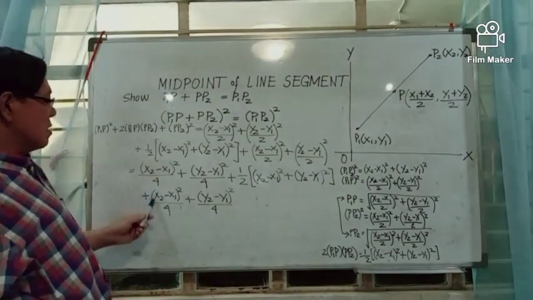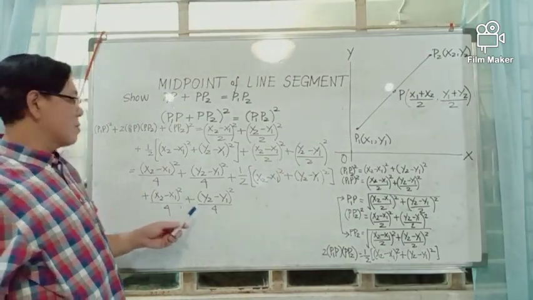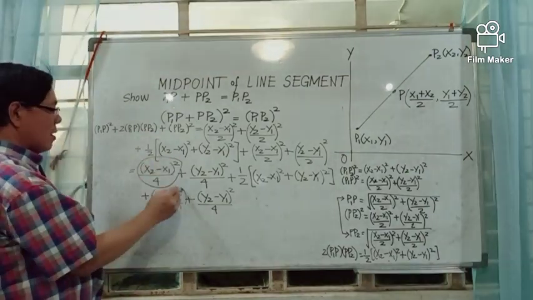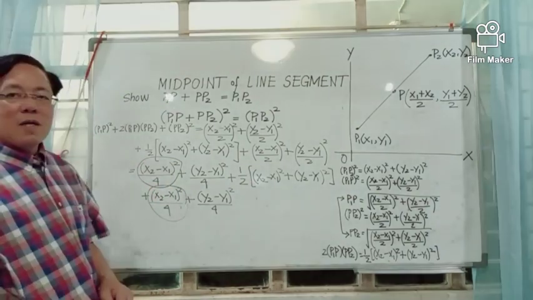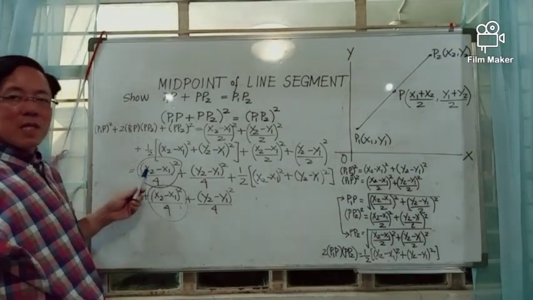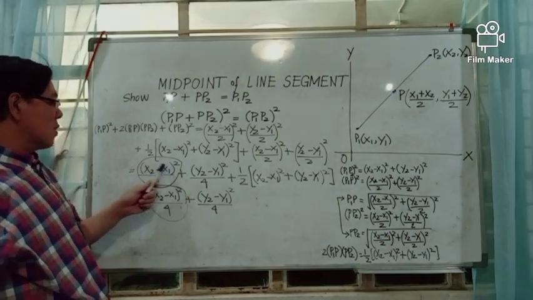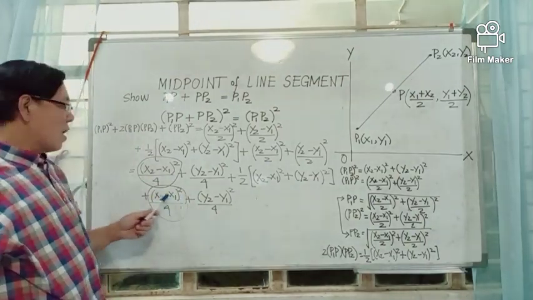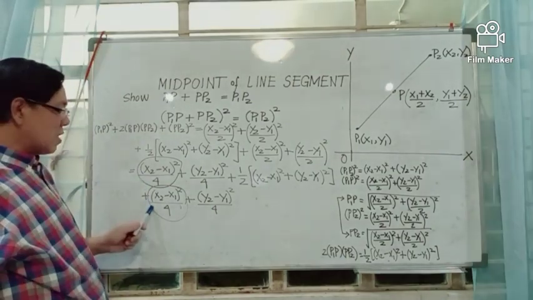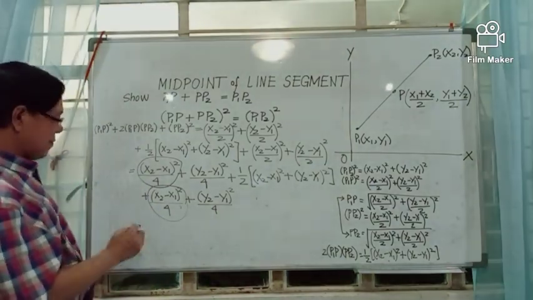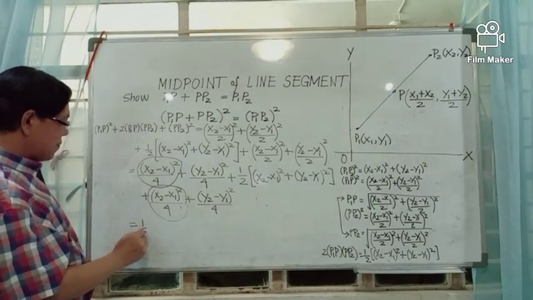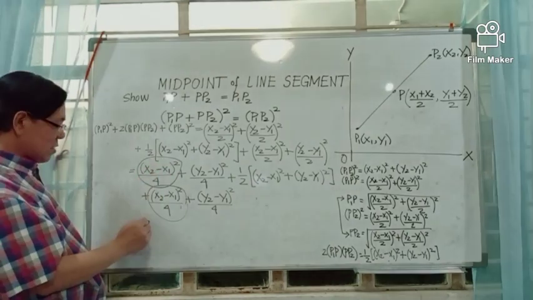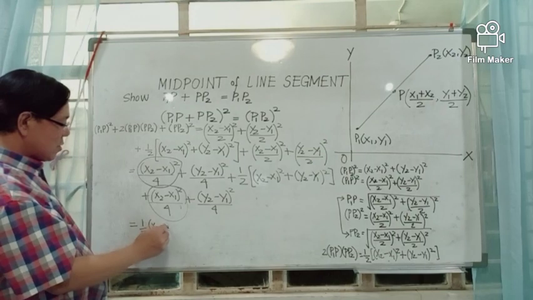Now we simplify further by combining like terms. This term and this term are like terms. They both have the same literal coefficient. The common literal coefficient is the square of x2 minus x1. Thus, we add the numerical coefficients. 1/4 plus 1/4 is 1/2, times the common literal coefficient, the square of x2 minus x1.